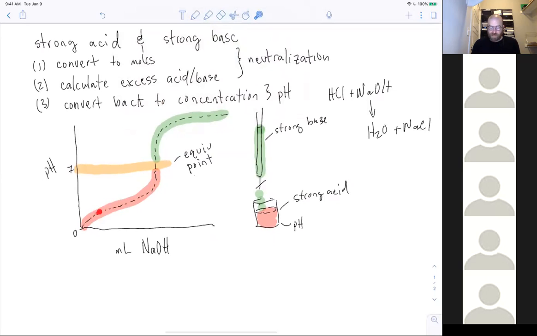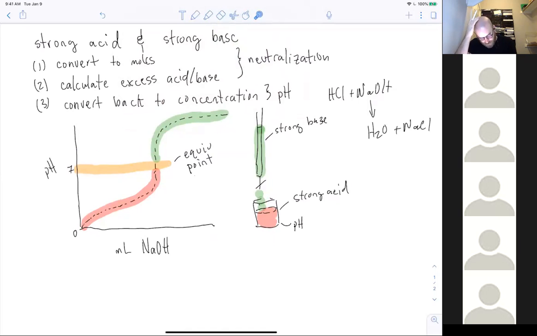So here I still have some acid left. Then I hit the equivalence point where I have half of each. And then after that, it's just getting more and more basic. So I'm not even doing any neutralization reaction once I'm up above pH 7. I'm just adding in more strong base. So you're just making a more and more concentrated solution of pure base there.